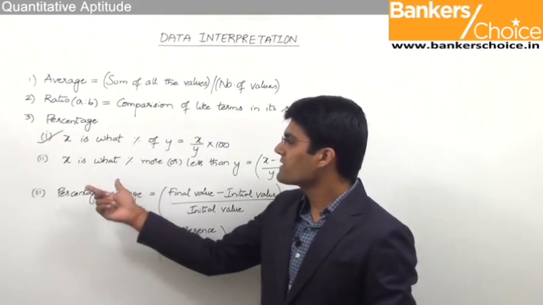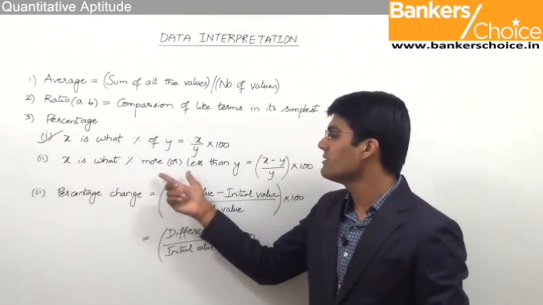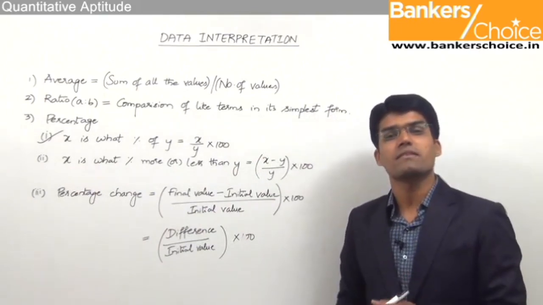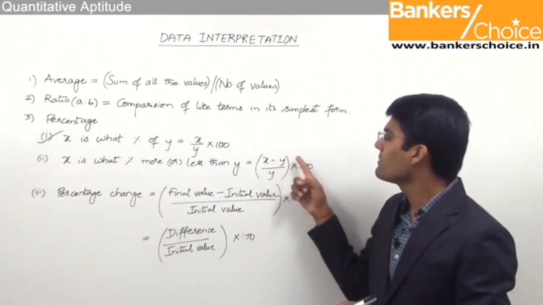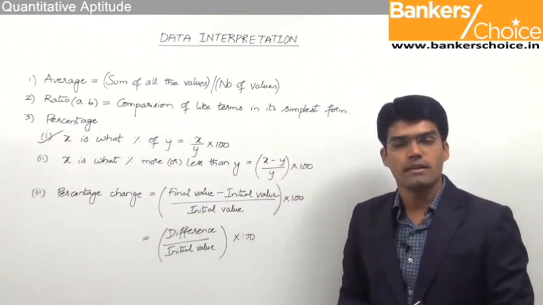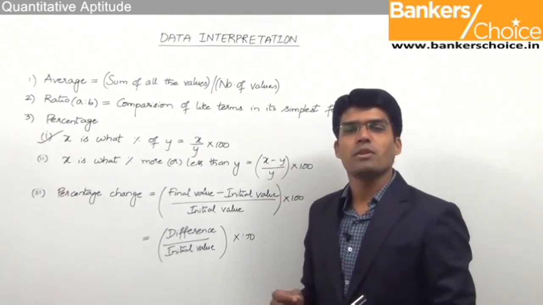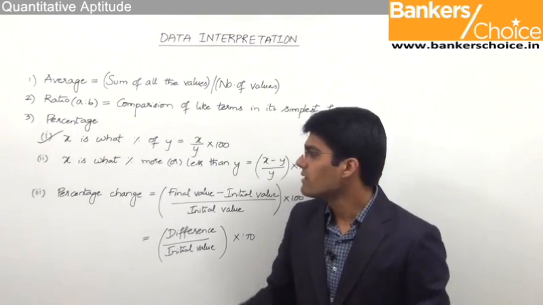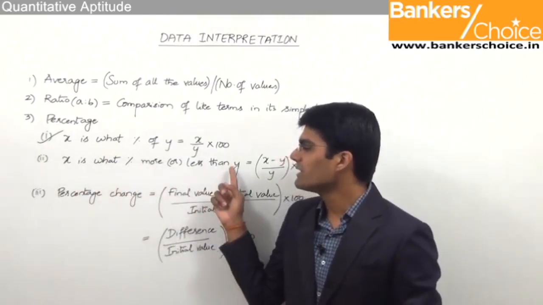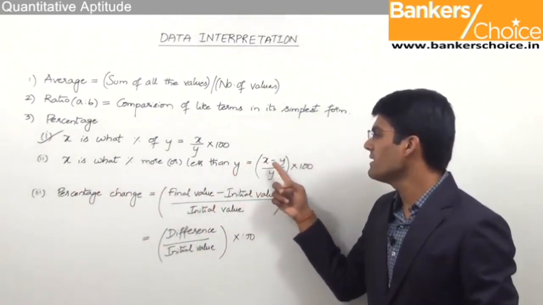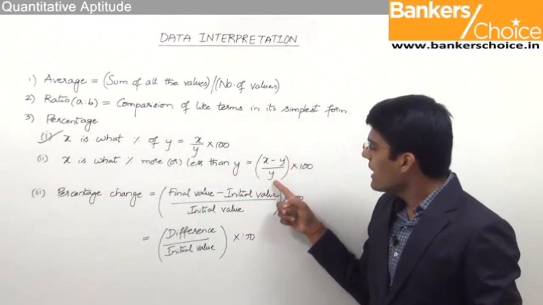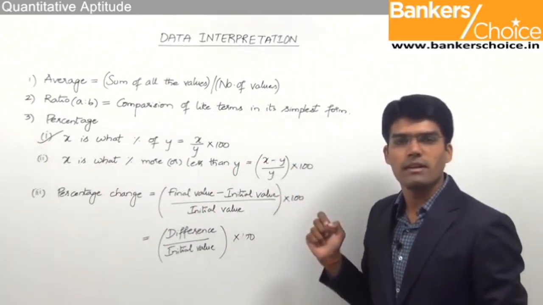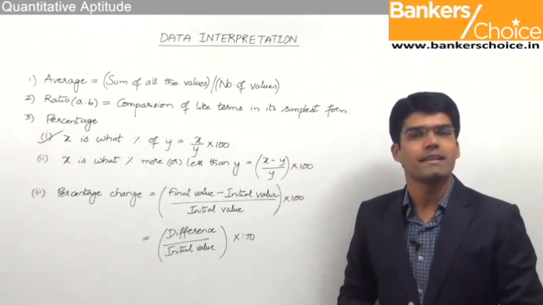The second question from percentages could be: x is what percent more or less than y. X is what percent more than y, or x is what percent less than y. This can be taken as x minus y by y into 100. For example, the profit of 2010 is what percent more than the profit of 2008. So profit in 2010 minus profit in 2008 by profit in 2008 into 100. So simply pick up the values from the given data, substitute in the formula and get the required answer.